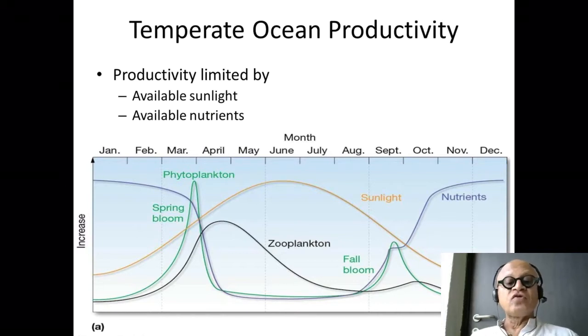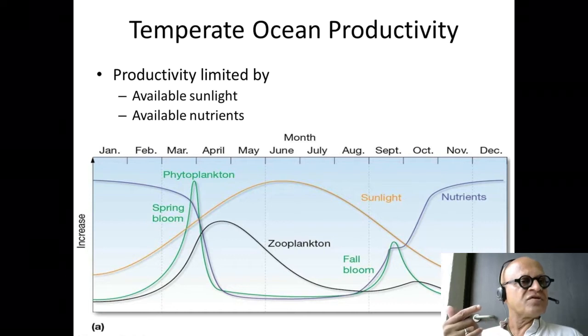So here is this beautiful picture which has a long story that you must understand. Look at the time of the year. Again, we are in the northern hemisphere. Where is the sunlight? It is in this yellow line. The yellow line shows low sunlight in the temperate oceans during winter months because the sun is to the south of the equator. And as spring arrives, the sunlight begins to increase.